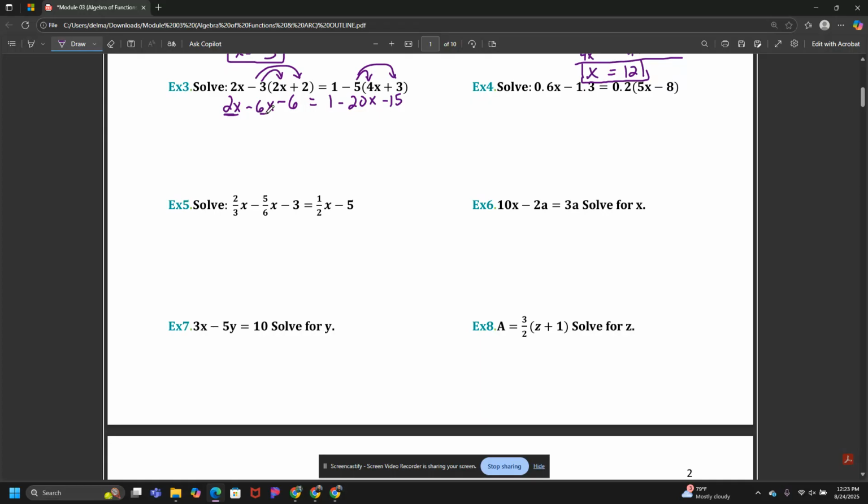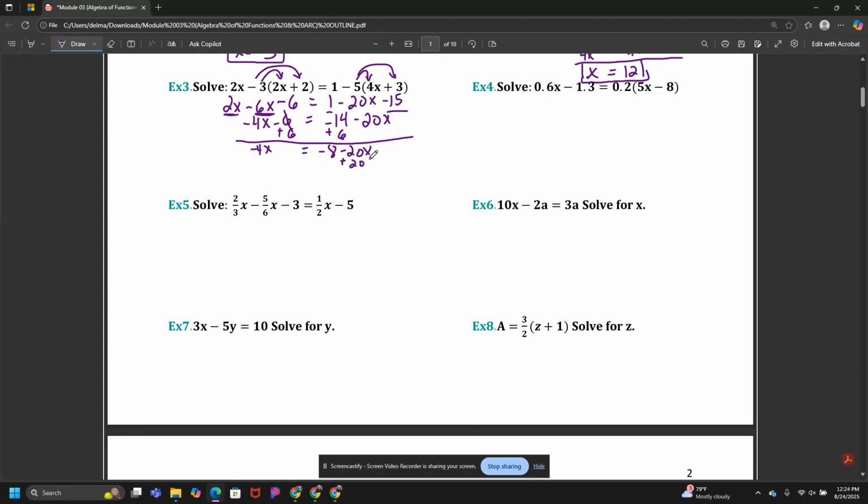Now I can collect my like terms. 2x minus 6x is negative 4x minus 6, which is equal to 1. Well, wait a minute. We can combine those, can't we? Now, a positive 1 minus 15 is negative 14 minus 20x. Okay, now I want to get my whole numbers over, so I'm going to add 6 to that negative 14. I'm going to leave my negative 4x. x is equal to negative 14 plus 6 is negative 8 minus 20x.